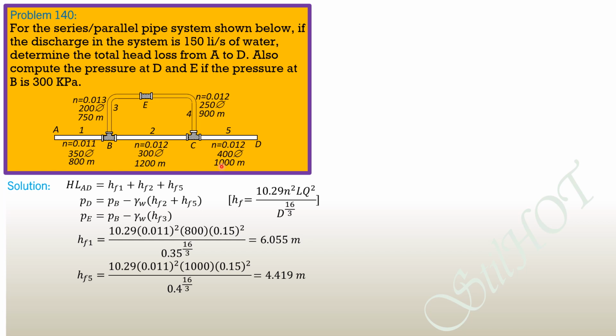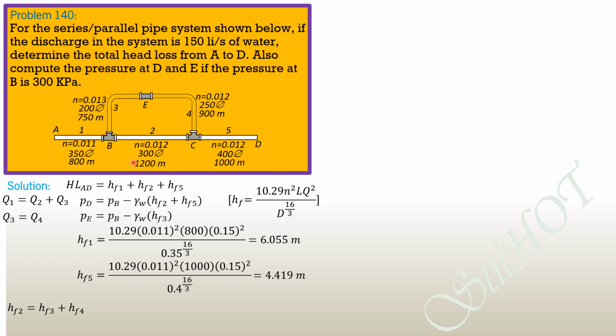Then Q1 equals Q2 plus Q3. Then Q3 equals Q4. And HF2 equals HF3 plus HF4. So we use this equation to relate Q3 in terms of Q2. And take note that Q4 is also equal to Q3. Since 10.29 in the formula for head loss is common, I will not write 10.29 anymore. Anyway, it will be cancelled.